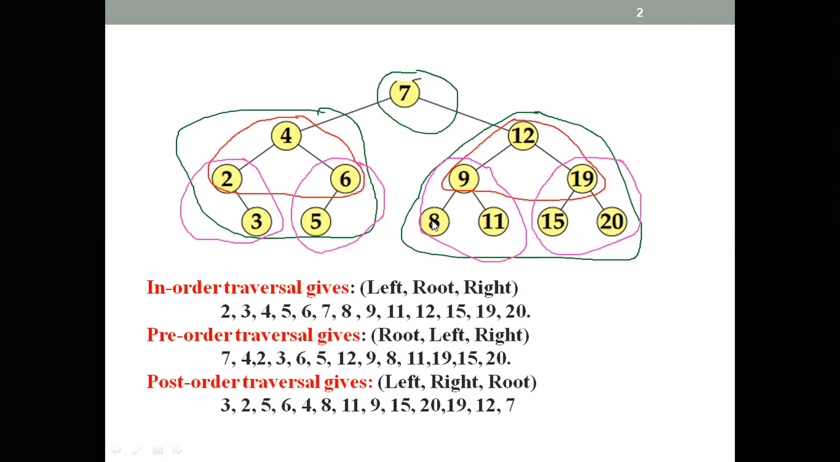Here, left, right, root: 8, 11, 9. After left is finished, go to the right side. Left, right, root: 15, 20, 19. Then after finishing, go back to the root. The root is 12 here. So all the main group will be 7, the last one.